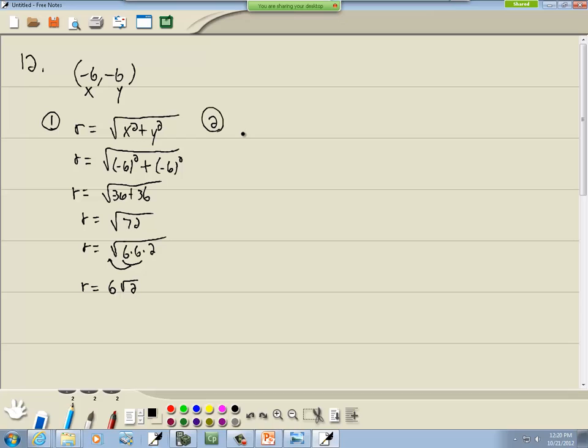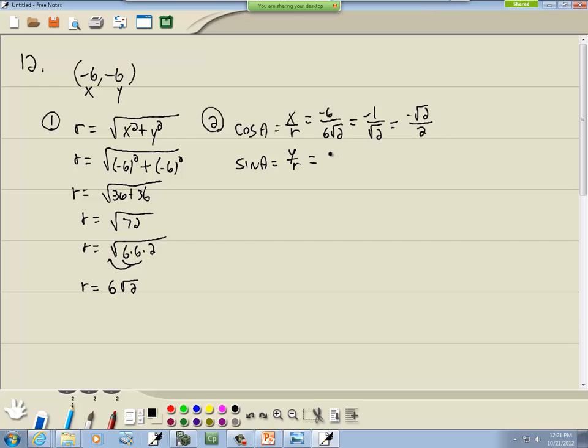Okay, step 2, see if it's on the unit circle. Well, we plug it into these formulas. It'll be obvious if it's not on the unit circle. Cosine theta is equal to x over r, and sine theta is equal to y over r. X is -6, r is 6 square root of 2. The 6's cancel, and we got -1 over square root of 2. Can't have the square root of 2 downstairs, so I'll multiply top and bottom by the square root of 2. Square root of 2 times -1 gives you a negative square root of 2. And square root of 2 times square root of 2, if the square roots are the same, they cancel each other out, and you got negative square root of 2 over 2.